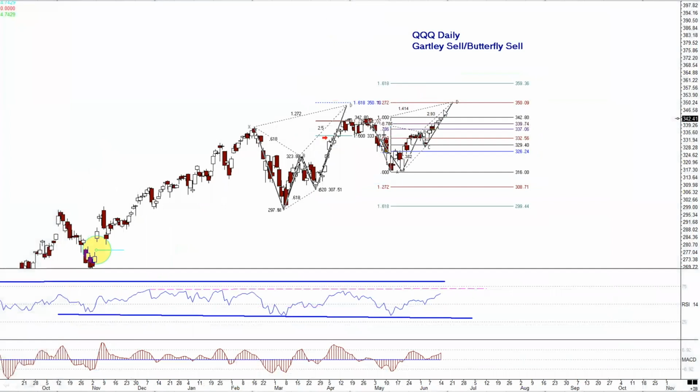Okay, now the QQQs are very similar to the NASDAQ. Again, a butterfly sell pattern formed in April, had a retracement and has been moving to the upside. Seeing the number of these patterns forming, I think the market may be ready soon for some correction to the downside.